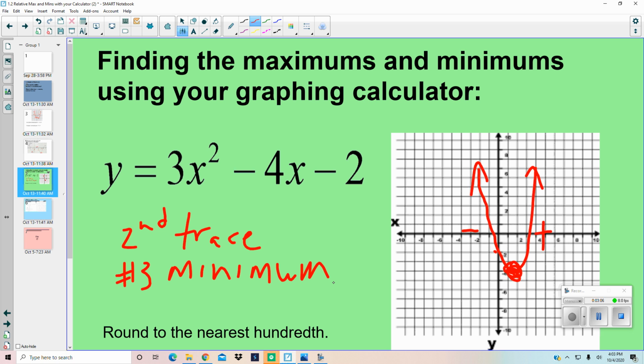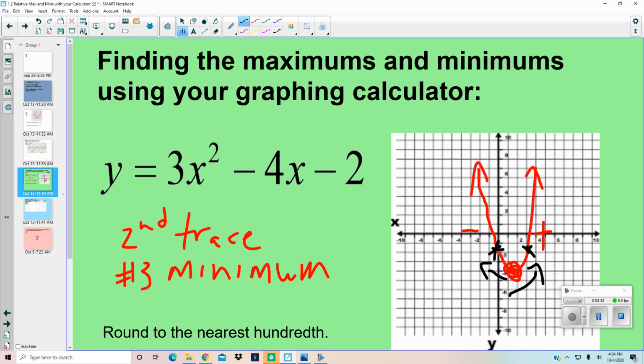When you do that, your calculator is going to say left bound. So you have to move by pressing the arrows, you have to move the cursor to the left of the minimum, okay, so in that direction. So you're going to move it, and once you move it to the left, press enter. Then it's going to say right bound. So you're going to move it in the other direction. So you're going to move it so it's on this side of the minimum. Okay, so like over here.